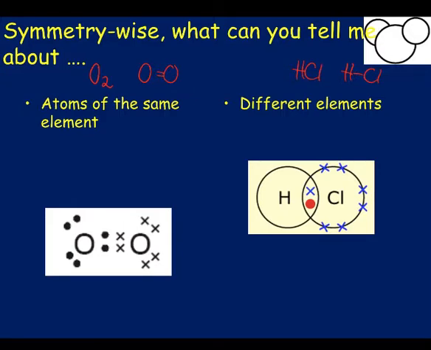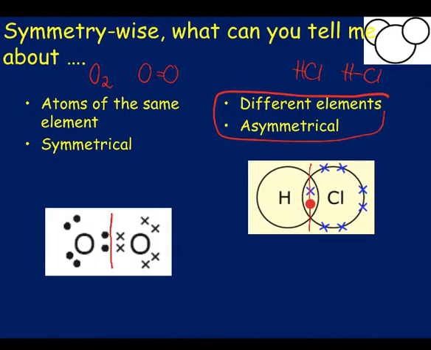And then we look, what's that going to do in terms of symmetry? If you have atoms of the same element, they are going to be a symmetrical molecule. So you can literally draw a line down this and both sides are going to be the same. Whereas for the hydrogen chloride, it's asymmetrical. If you were to draw a line down the middle, well, they're not the same. There's not the same number of electrons on both sides of that line. So that makes it an asymmetrical molecule. So both of these are going to go into your little boxes up here.